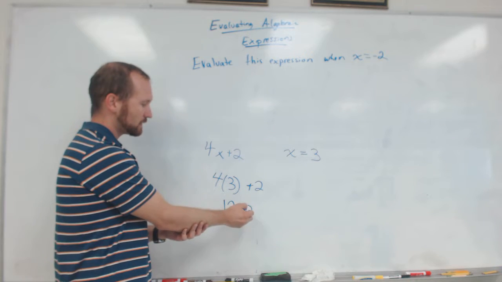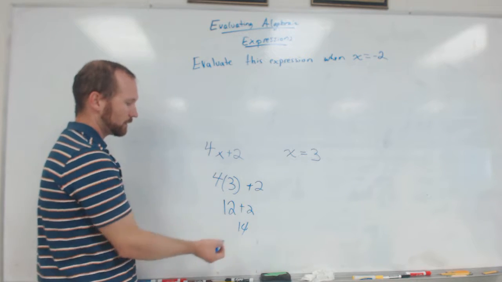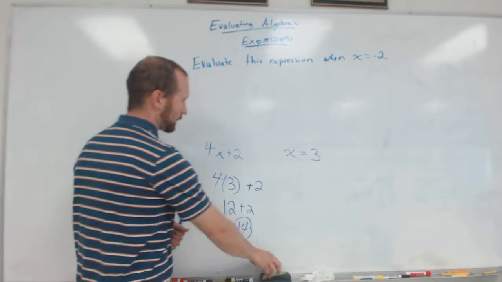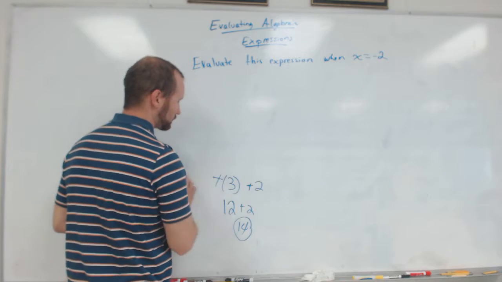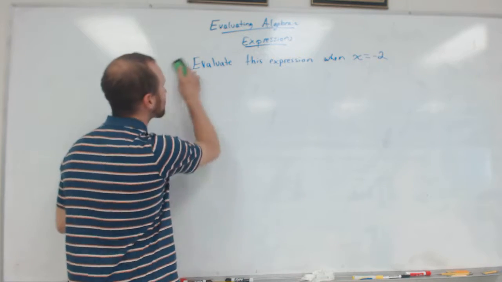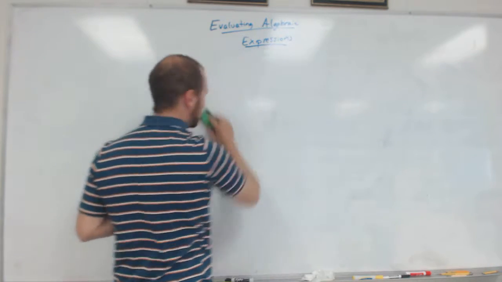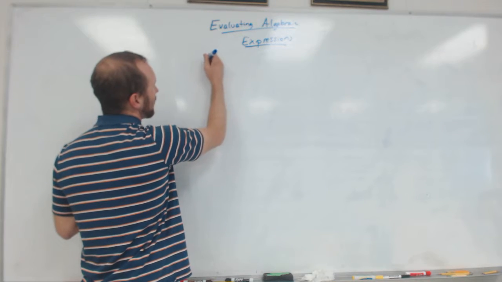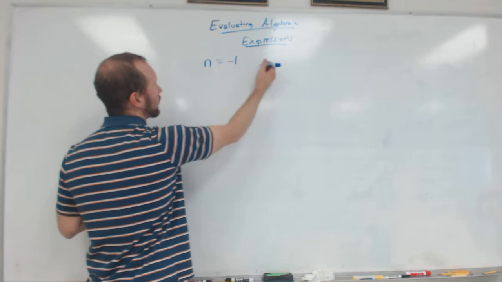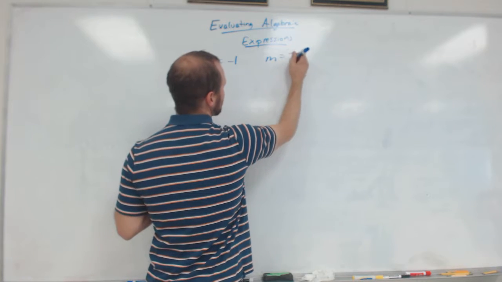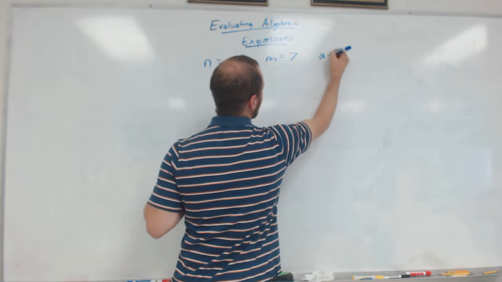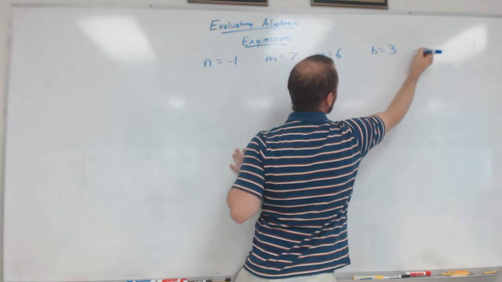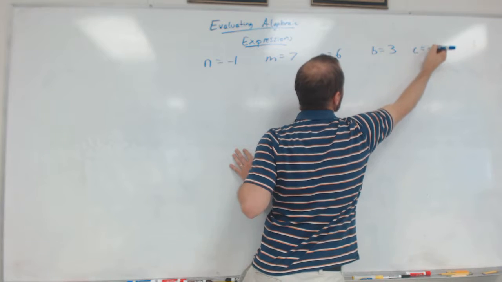12 plus 2 is 14. So here's what your homework will look like. I'm going to give you a whole bunch of values for different variables. Maybe we have n equals -1, m equals 7, a equals 6, b equals 3, and c equals 2.